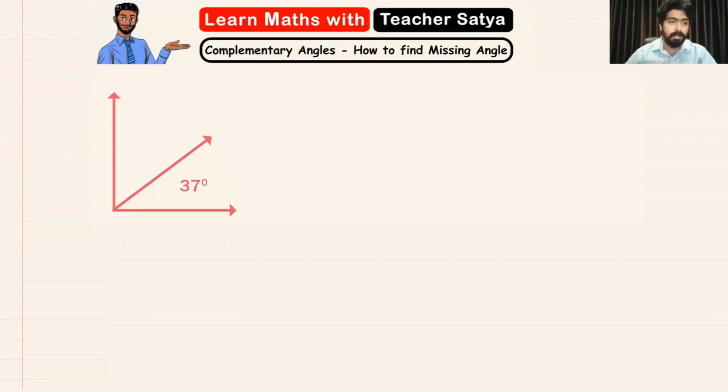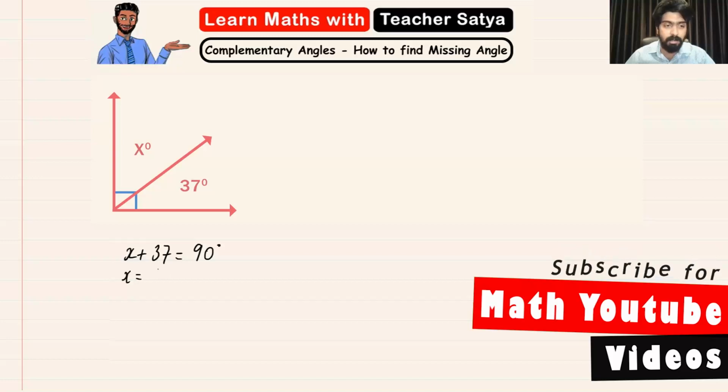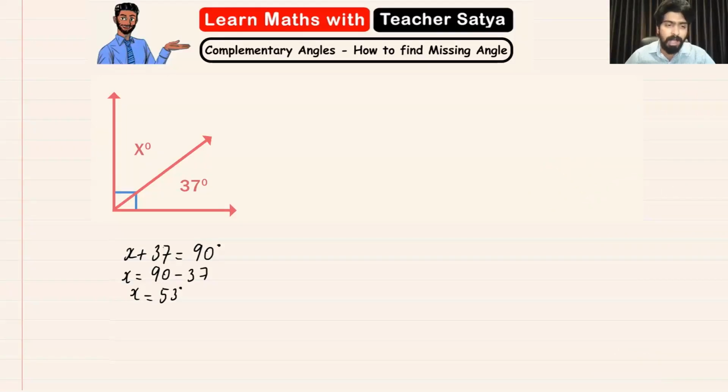If you take a look at this, this sign means that it is a right angle, and this is a complementary angle also, as these two angles add up to 90 degrees. So let's find the missing angle x here. What we know from this question is x plus 37 should be equal to 90 degrees, as complementary angles mean angles adding up to 90 degrees. Now in order to find the value of x, I'm going to transpose this 37 to the other side. So x is equal to 90 minus 37, and 90 minus 37 is equal to 53 degrees. Therefore the value of x in this question is 53 degrees.